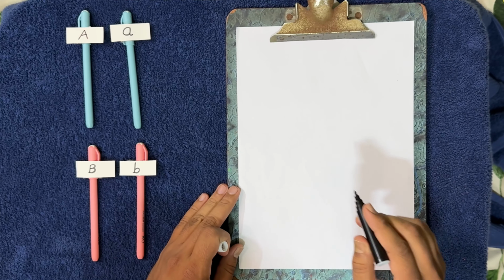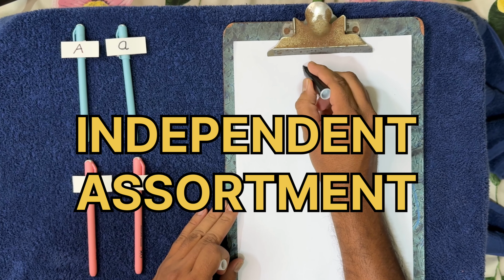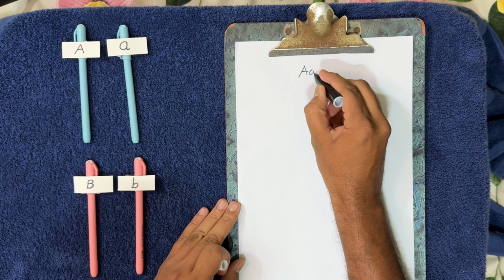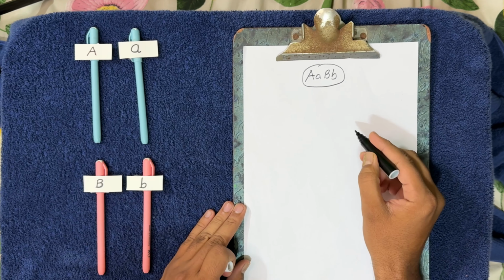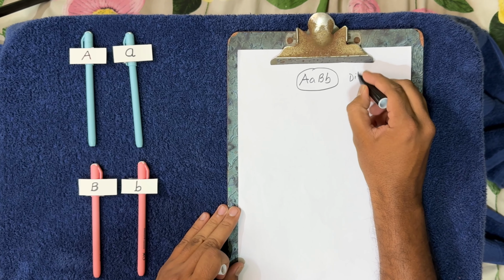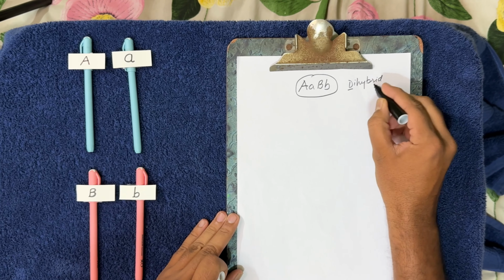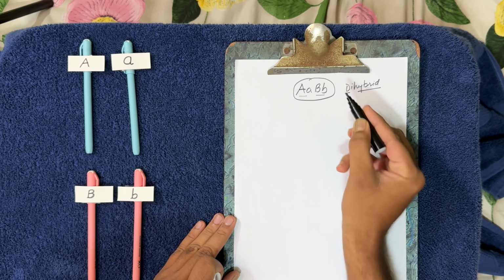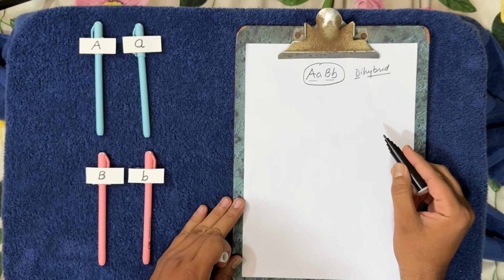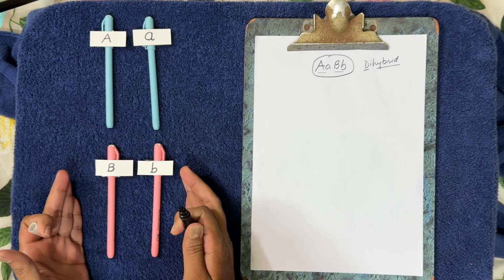So now first let us understand independent assortment. Let us imagine a dihybrid, capital A, small a, capital B, small b. This is said to be dihybrid. Dihybrid, observe the name. Di means two and hybrid means heterozygous. So here you have two heterozygous conditions, so we will call it a dihybrid. So this is the chromosome arrangement in a dihybrid.